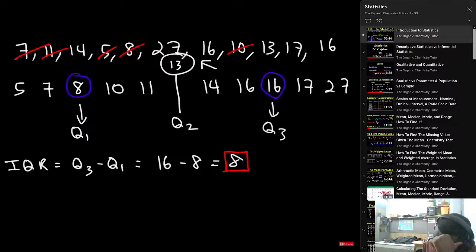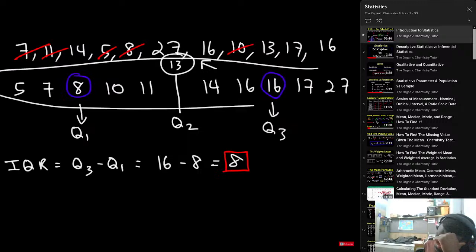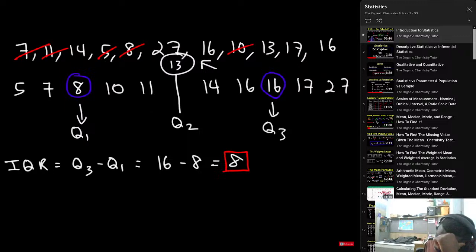Now, what about the presence of any outliers? So looking at these numbers, do you think we have a number that really stands out that doesn't belong? Right now, 27 appears to be very far off from all the other numbers. So do you think 27 is an outlier? Well, let's find out.